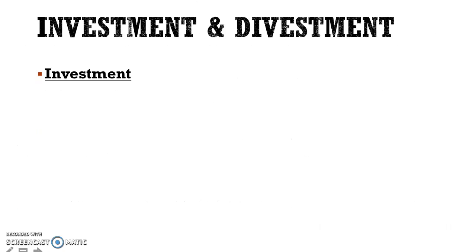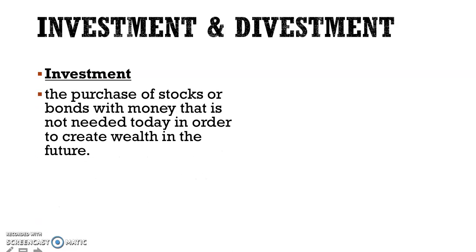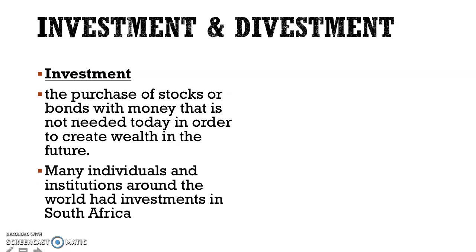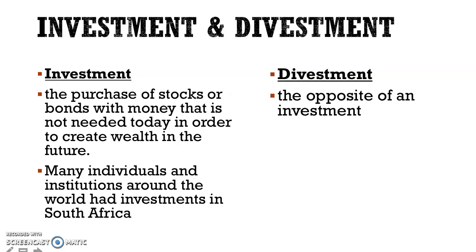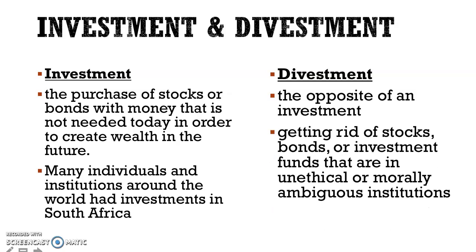So what is investment and divestment? Well, investment basically means that you buy stocks or bonds to create wealth in the future. And many individuals and institutions, such as universities and companies around the world, had investments in South Africa, which was a rich economy. It still is a rich economy. Well, what is divestment then? Divestment is the opposite of an investment. Basically, it means that you get rid of stocks and bonds. You sell stocks and bonds or investment funds based on moral grounds.